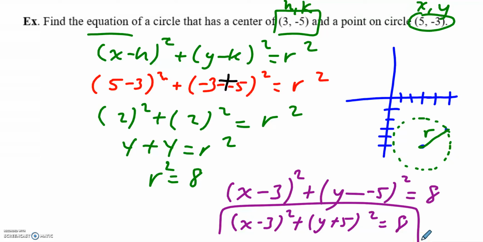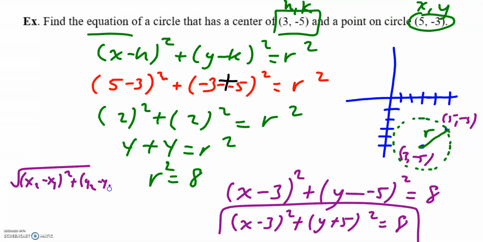And again, it doesn't matter. You absolutely could have used the distance formula with 3, -5 and 5, -3 to find that distance, and then you could have used that radius and plugged it into the equation, but you would have gotten the same answer anyway. I remember from earlier in the year, many of you actually preferred this way over the distance formula.